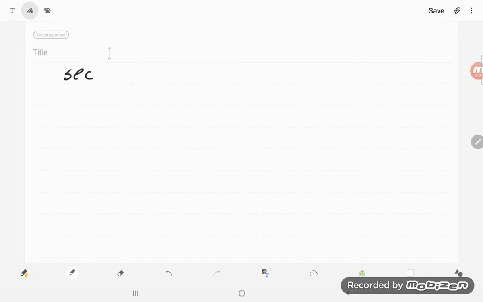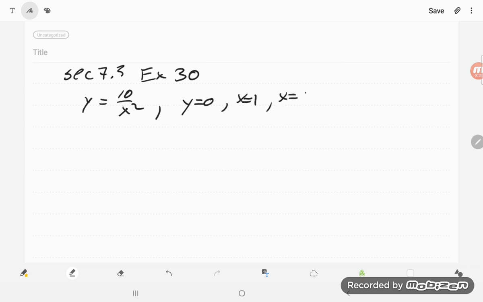Here's section 7.3, exercise 30. And this is another one of these long ones where it's really three problems in one. So they tell us we have y equals 10 over x squared, y equals 0, x equals 1, and x equals 5. And that's a region, and so let's figure out what that is.